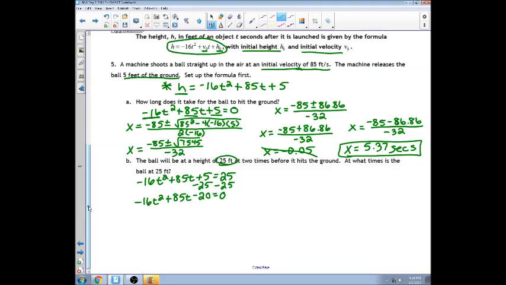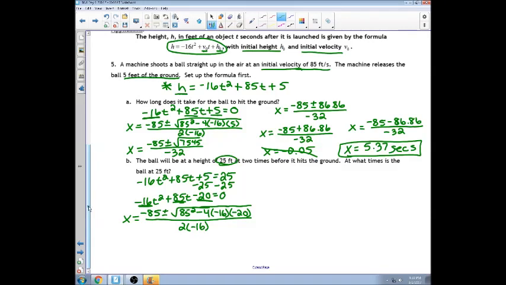So I'm going to use x equals the opposite of b. Well, my b is 85. So negative 85 plus or minus the square root of b again, 85 squared, minus 4 times my a value, which is negative 16, times my c value, which is now negative 20. Okay? And all of that is going to be over 2 times my a value, which again is negative 16.